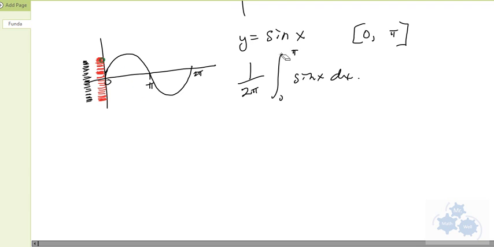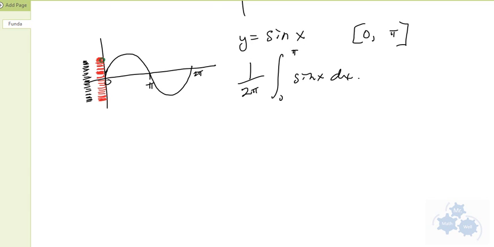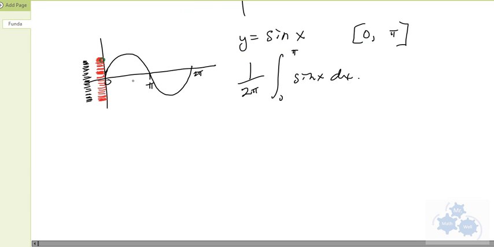Okay, so question number 2 here then is, what is the average value of the function y equals sine x from 0 now to pi? So just in this section of the graph here. Go ahead and give that a try.